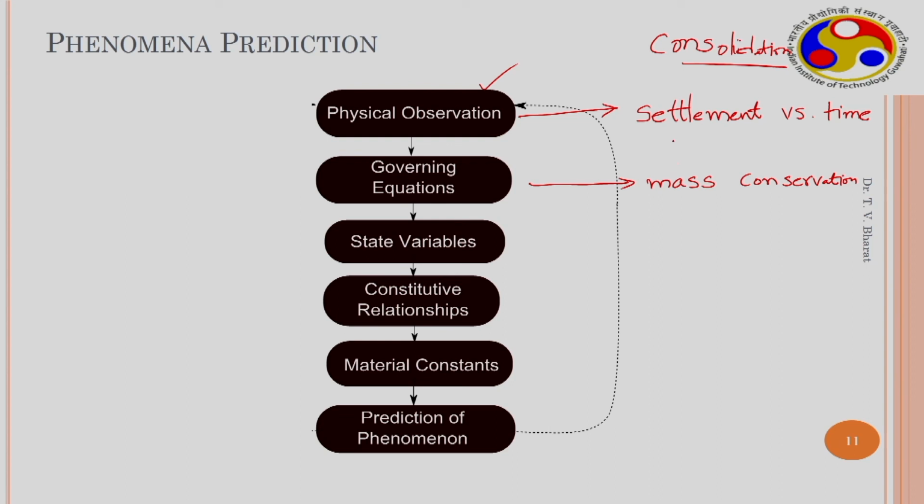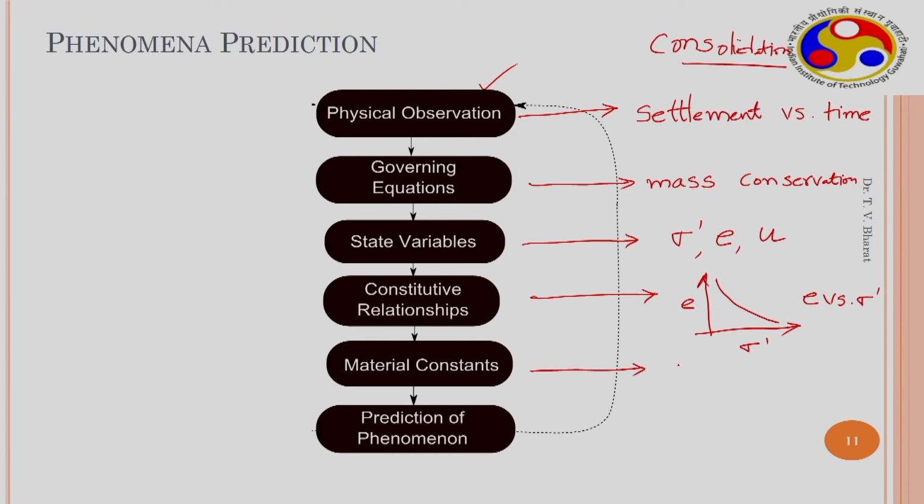Then after getting the observation, settlement versus time, you invoke the mass conservation principle to derive the governing equation, and you identify the state variables. Here the state variables are sigma dash, void ratio, u, etc. Then construct a constitutive relationship using experimentation. So you build void ratio versus sigma dash. This is the constitutive relationship which is obtained from the experimental observations, e versus sigma dash.